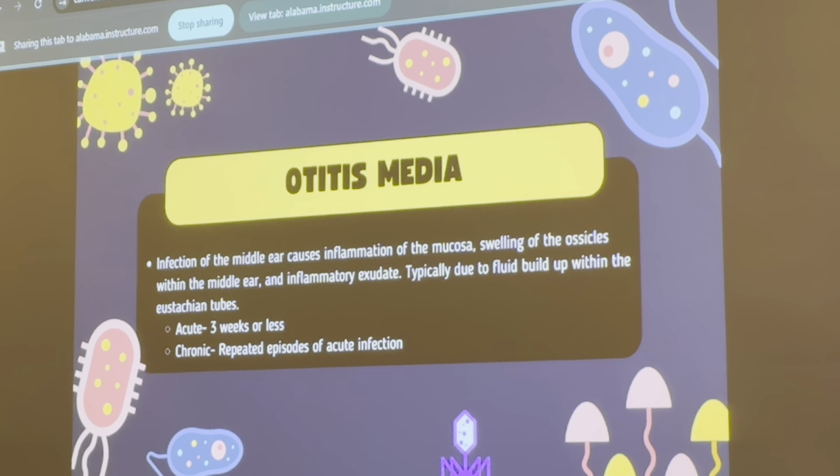Our acute is gonna be 3 weeks or less versus our chronic, where we just have repeated episodes, constant episodes of getting an infection within the ear. We start having those symptoms, they go away after we treat it, a couple months go by, we get another one, and so on and so on.